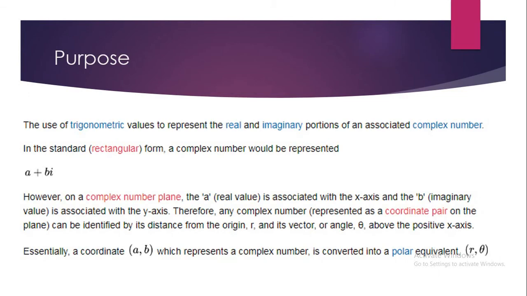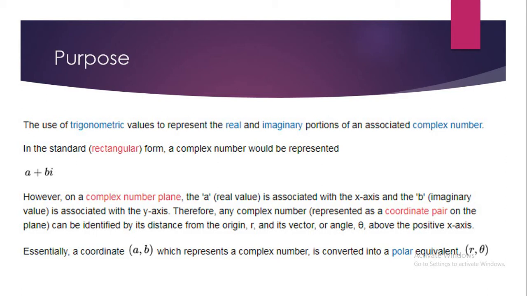So with that, we're gonna do the purpose of using the cis theta, the cis rule. The purpose of using the cis rule is the use of the trigonometric values to represent the real and imaginary portions of an associated complex number in the standard rectangular form. If you don't know what the rectangular form is, I did a video about the rectangular form in the previous video I did.